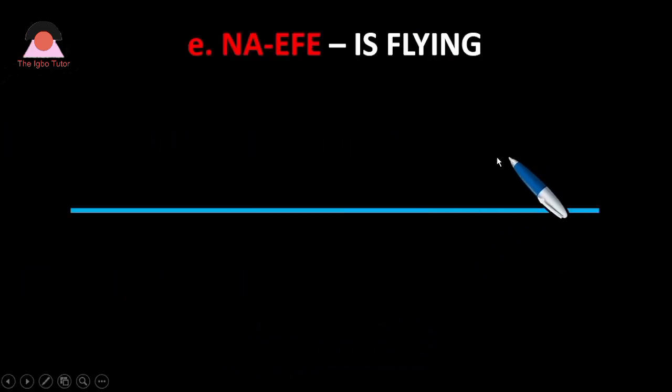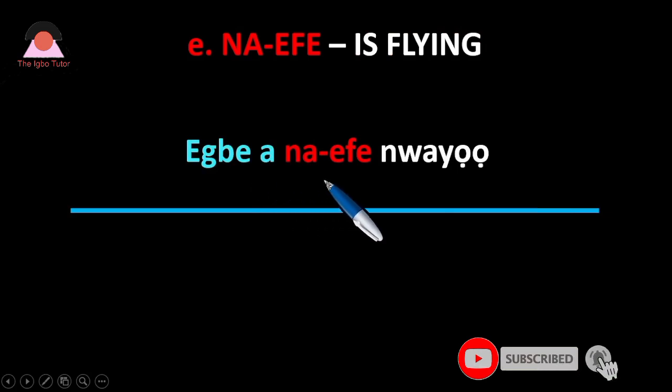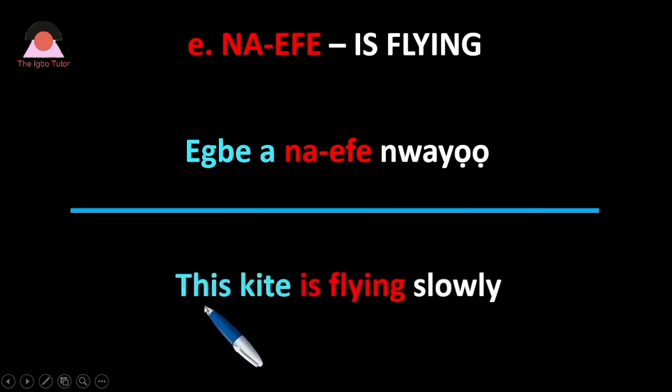We'll move on to the next one. Na efe is flying. A simple sentence: Egbe a na efe nwayọọ. What does this mean? This kite is flying slowly. Of course, from the color you can see that slowly means nwayọọ. Okay, this kite is flying slowly.